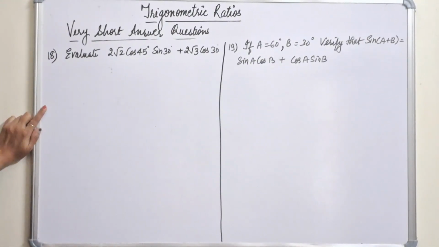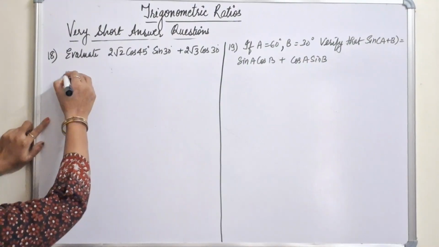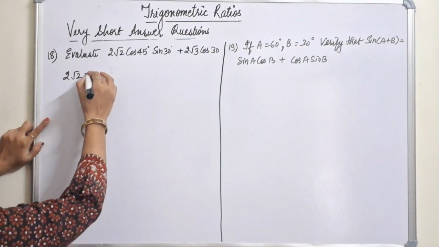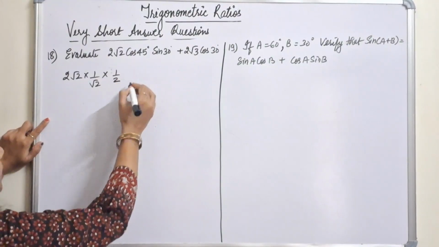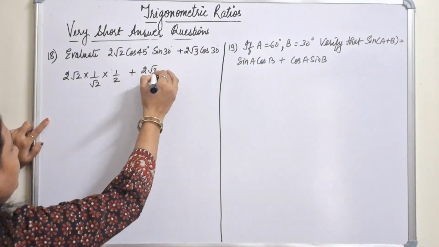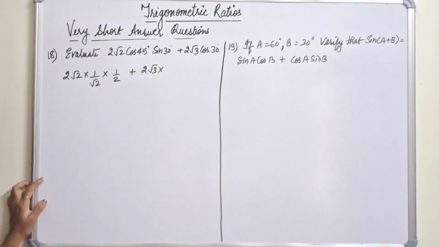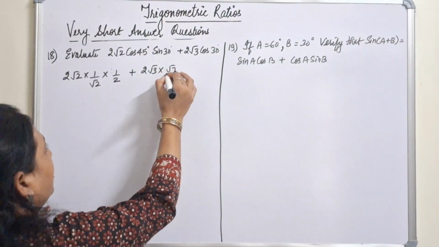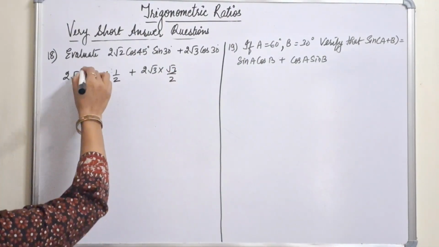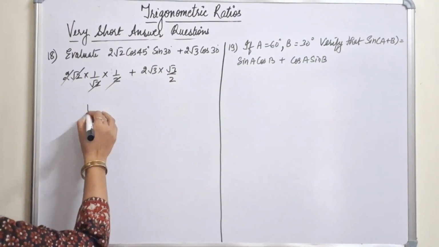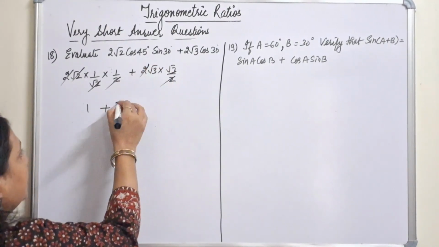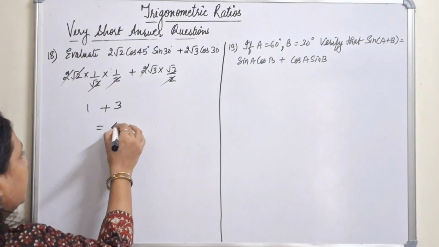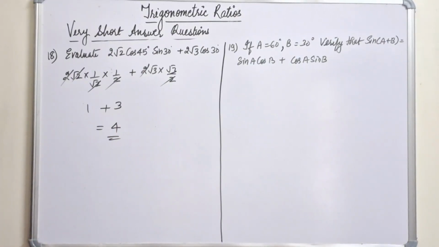Next question, evaluate 2√2 cos 45, the value is 1/√2, sin 30 the value is 1/2, plus 2√3, the value of cos 30 is √3/2. So this √2 is cancelled, this is cancelled, here 1 is left, here also this is cancelled, √3 into √3 is 3, final answer is 4.